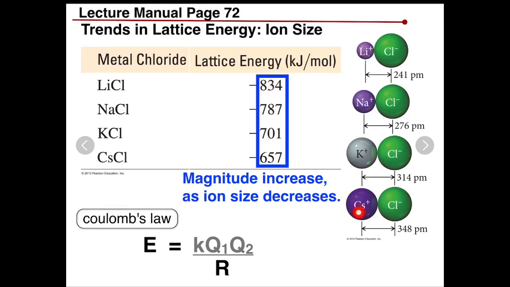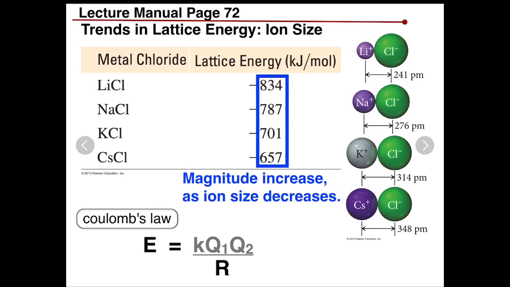If you want to separate this, the amount of energy required would be 657. So that means the magnitude of the lattice energy can go both ways. It can talk about how much energy is given off or how much energy is required to separate them, right? So the sign would be the opposite for that. But for the amount of energy produced when they attract each other, it is going to be negative.